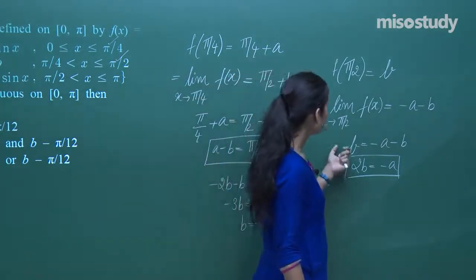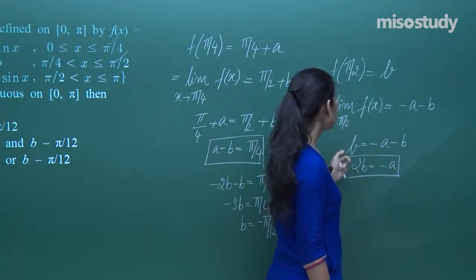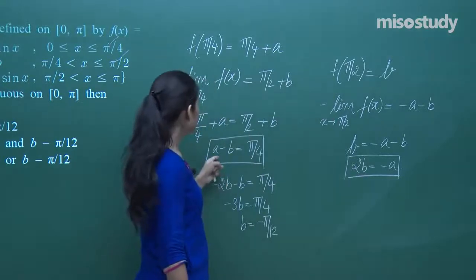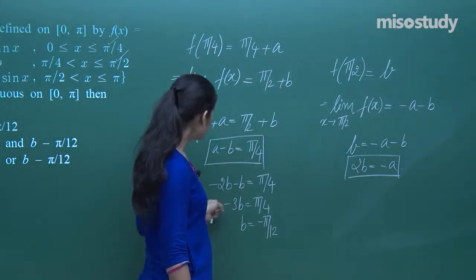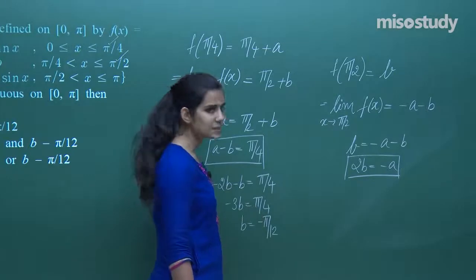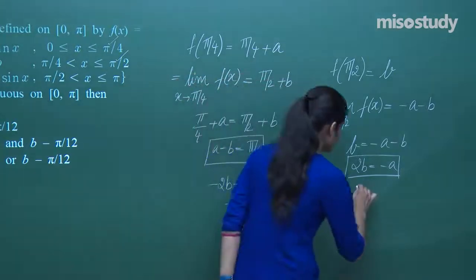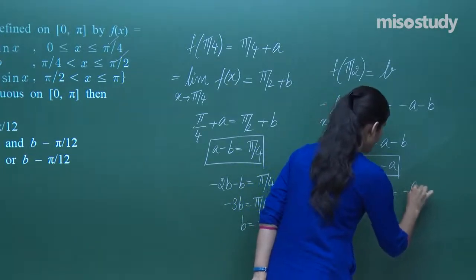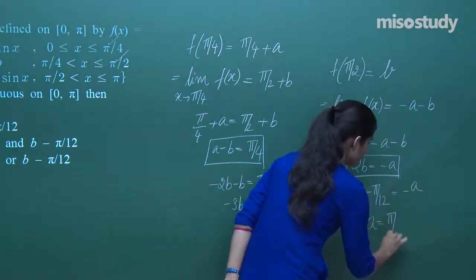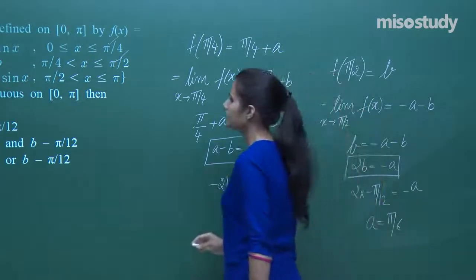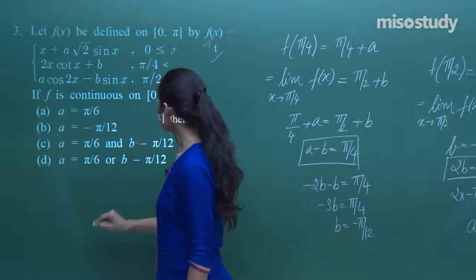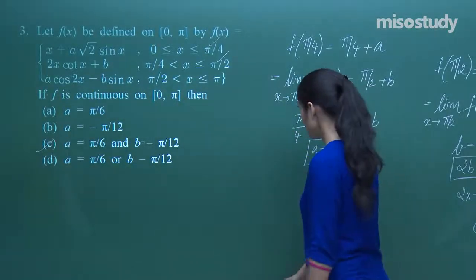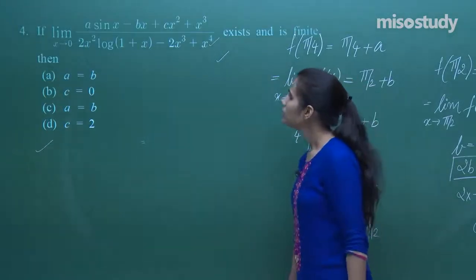If I am getting b is minus a minus b, I am getting b plus b, that is 2b is minus a, or a is minus 2b. Right? If a is minus 2b, I am getting minus 3b equals pi by 4, so b is minus pi by 12. And in that case, a is what? Minus pi by 12 equals minus a over 2, so a is pi by 6. So a turns out to be pi by 6 and b turns out to be minus pi by 12. Clear? Let's talk about this now.